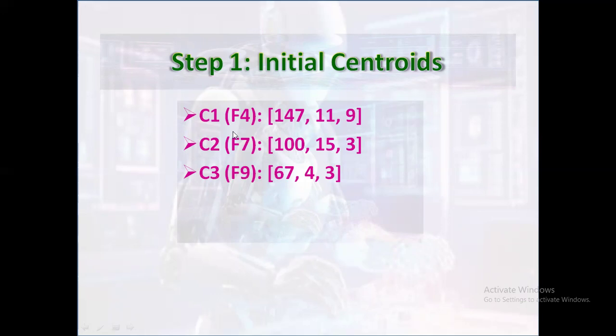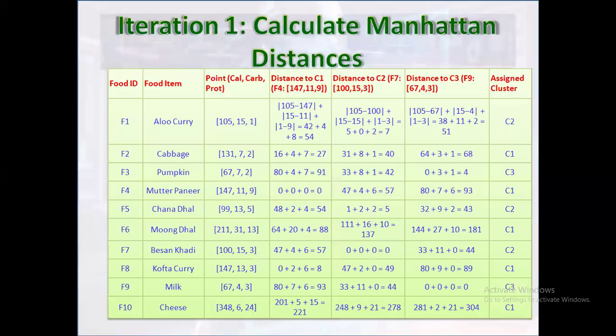Each of these centroids represents a cluster: C1, C2 and C3. The goal is to assign every food item to the nearest centroid based on the Manhattan distance metric, which is the sum of the absolute differences between corresponding features: calories, carbohydrates and proteins. These assignments form the clusters. The next step is to calculate the Manhattan distance. The Manhattan distance is given by |x1 minus x2| plus |y1 minus y2| plus |z1 minus z2|. That is the Manhattan distance. We have to subtract and take the modulus.